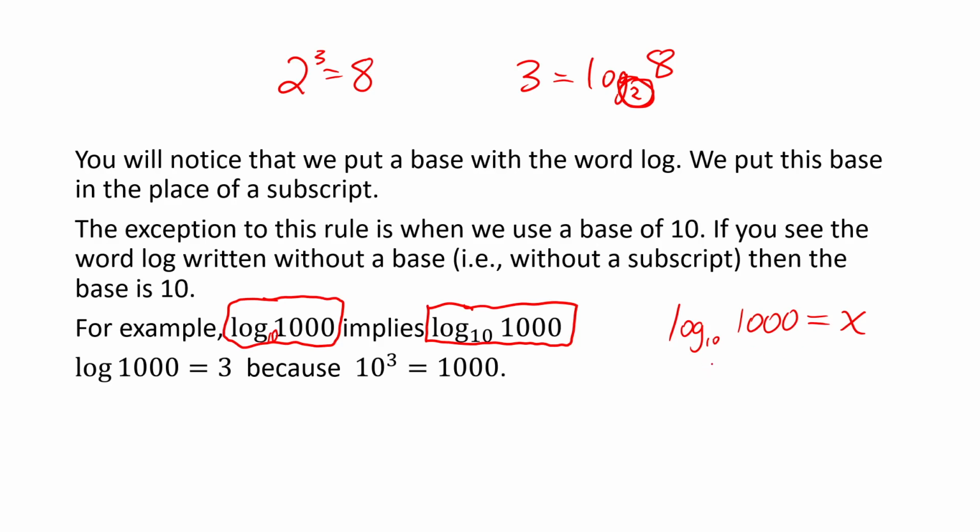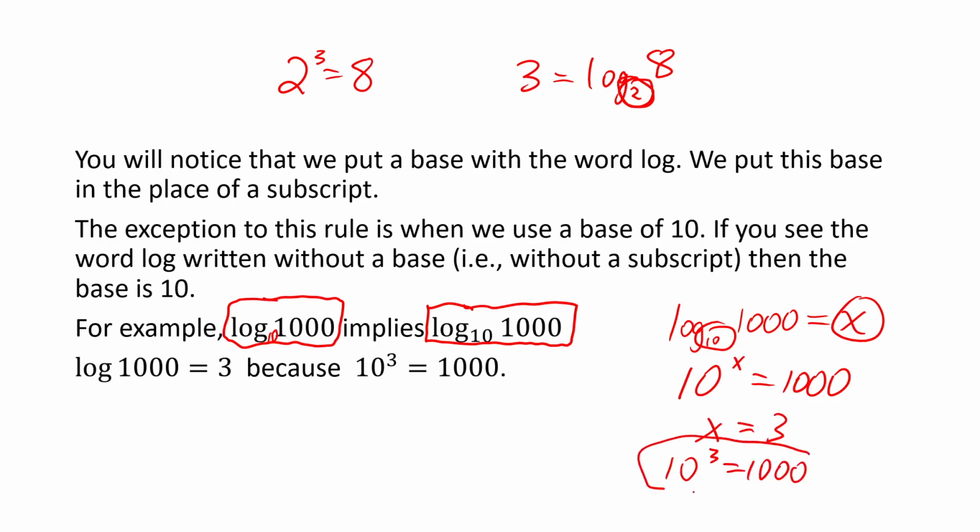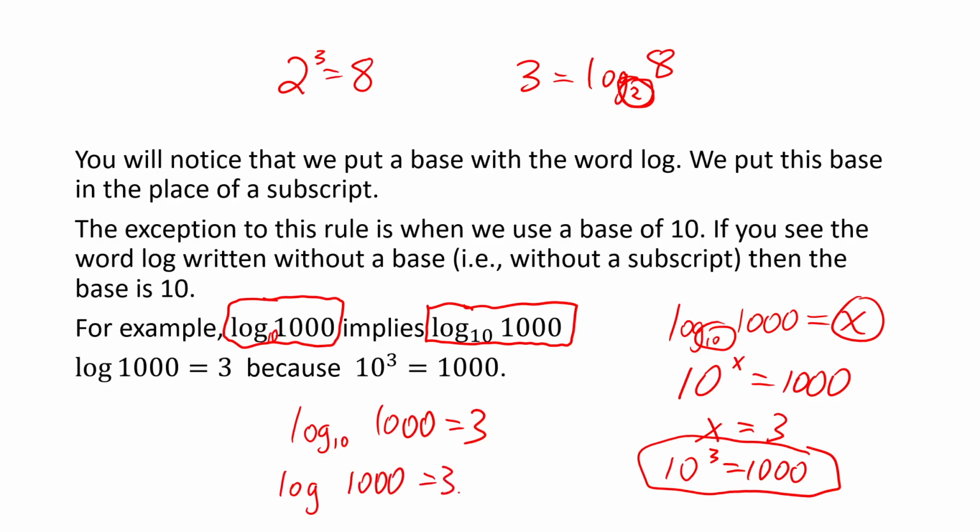Well, rearranging this to put it in the exponential form, as you're going to become really good at doing, would mean 10 to the x is equal to 1,000. And then we'd be able to solve that. You can tell just by observation that x would be 3, and the reason is because 10 to the 3 is 1,000. So since 10 to the 3 is 1,000, therefore log base 10 of 1,000 is 3. So if we're asked what is the log of 1,000, that means log base 10 of 1,000, and as we've just established, the answer would be 3.